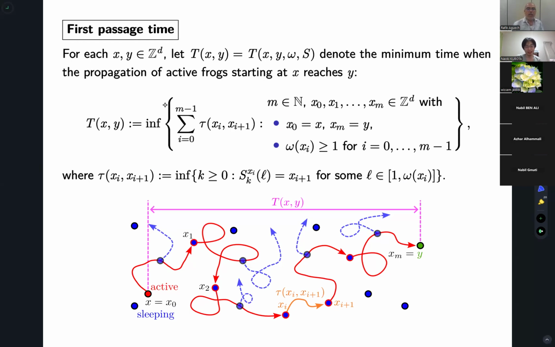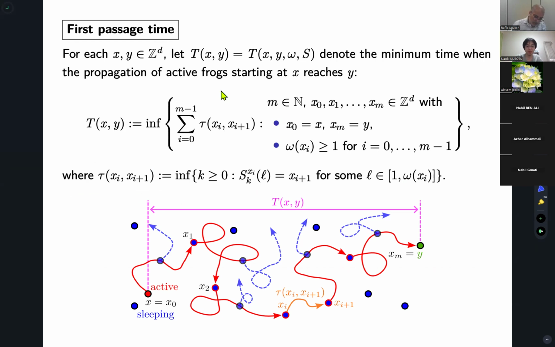The Xi here, the points of the trajectory to go from X to Y, are random. Sure, so the Xi are random. And Xi plus 1 is the second point visited after Xi. Is that true? Yeah.